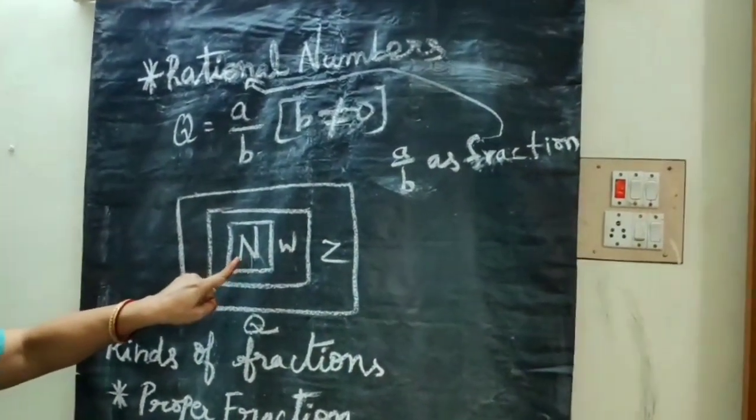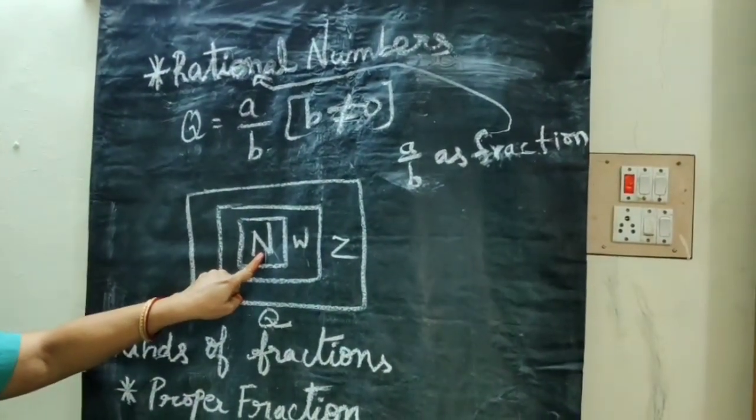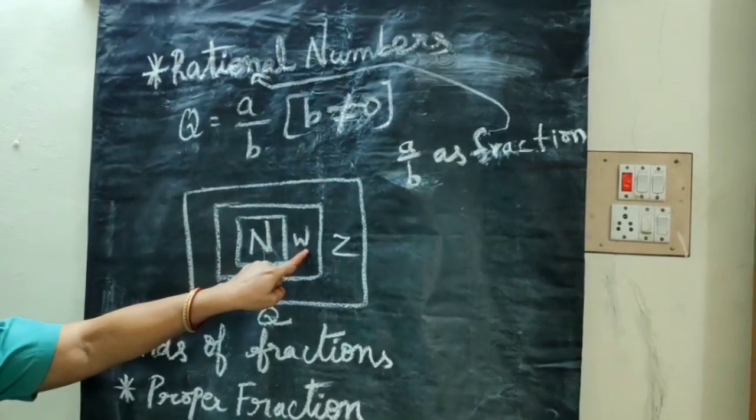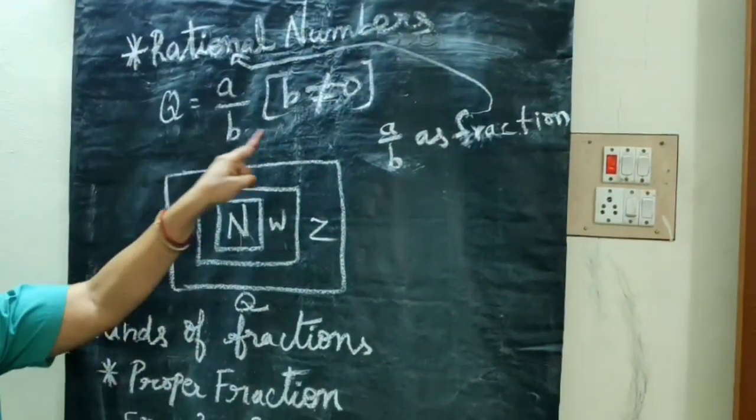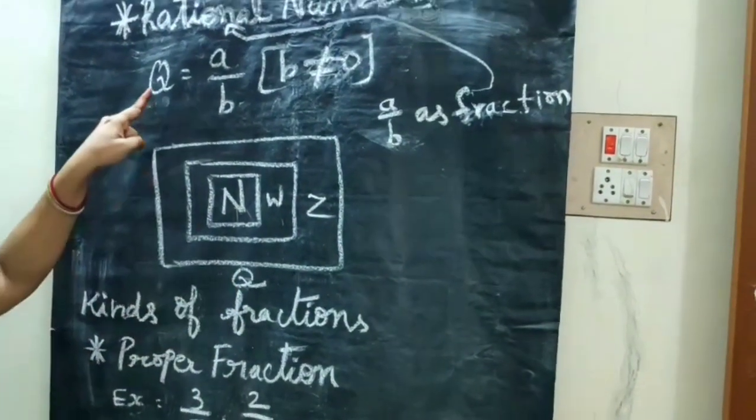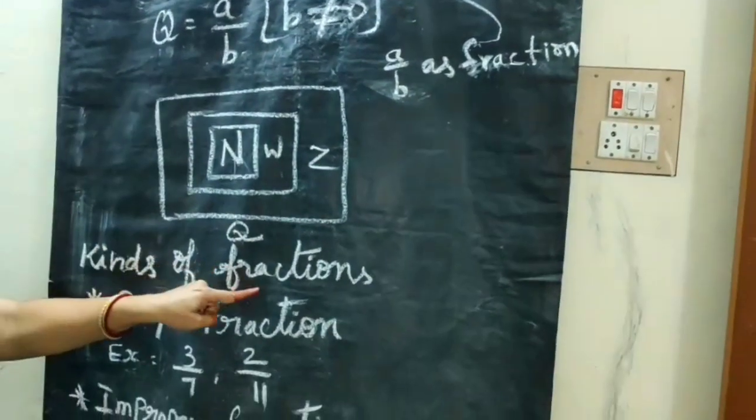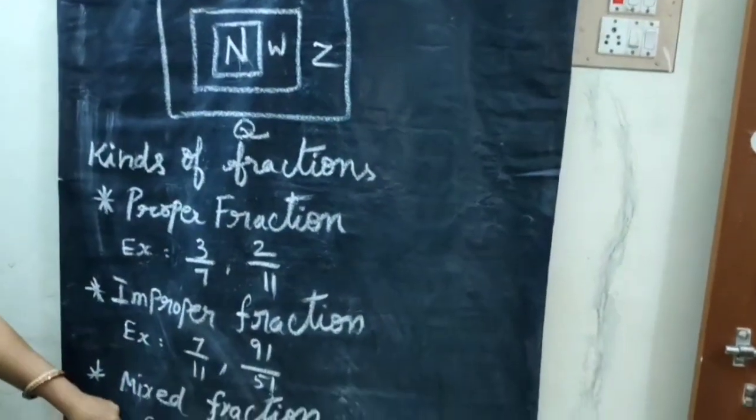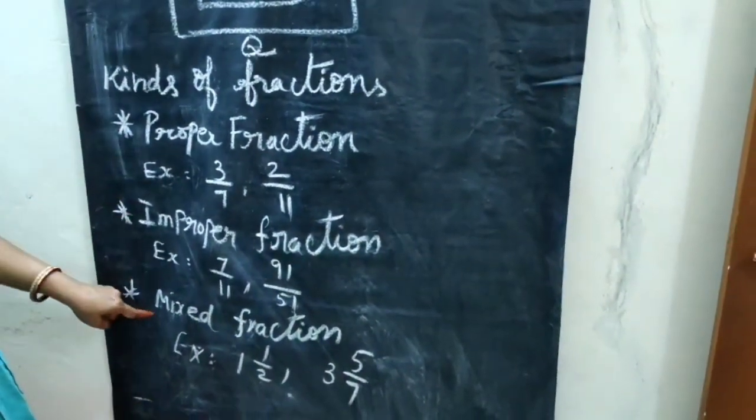So now you see the box. First I am writing N. N denotes natural numbers, W whole numbers, Z integers. The collection of all these numbers is called the rational numbers. Rational numbers Q equal to a by b. Kinds of fractions: last year you studied all the fractions: proper fraction, improper fraction, mixed fraction.